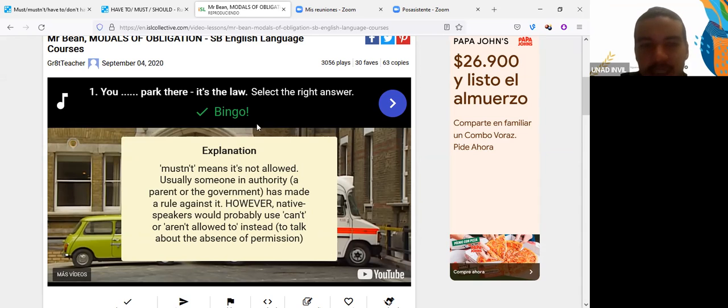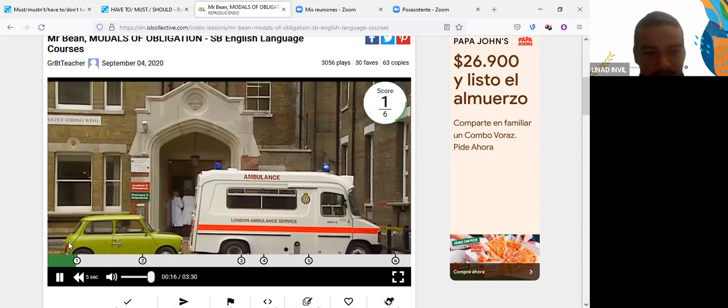Aquí la explicación no lo dice. Mustn't significa que no está permitido. Usualmente una autoridad, ya sea un padre o el gobierno, hace una regla en contra de eso. Entonces, vemos otro caso también en los que utilizamos el mustn't, cuando queremos expresar prohibición. Sin embargo, algunos nativos probablemente utilizarían can't o no está permitido para hablar de la ausencia de permiso. ¿Listo? So, the correct answer was mustn't, okay? Good, let's continue.